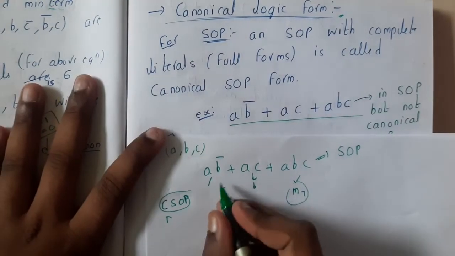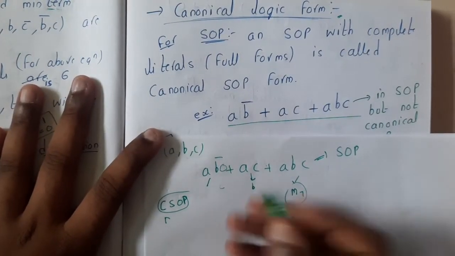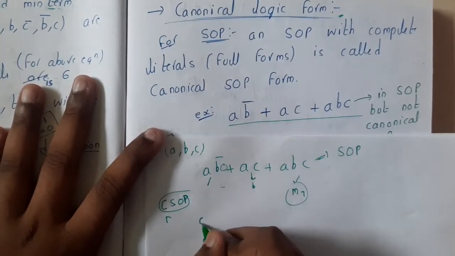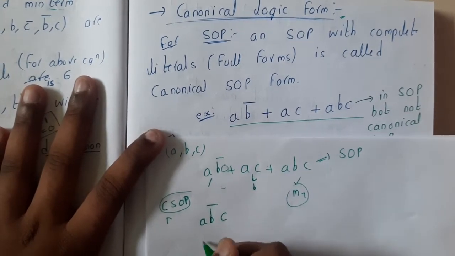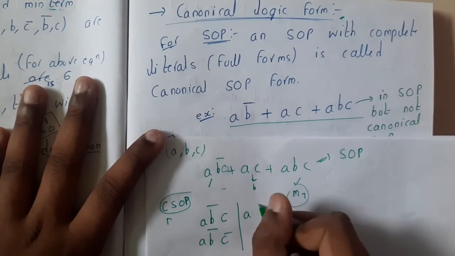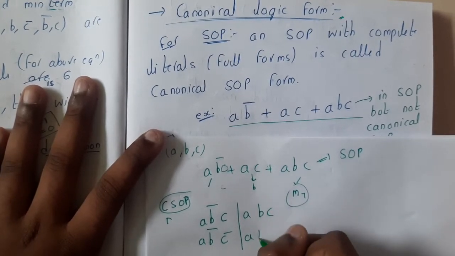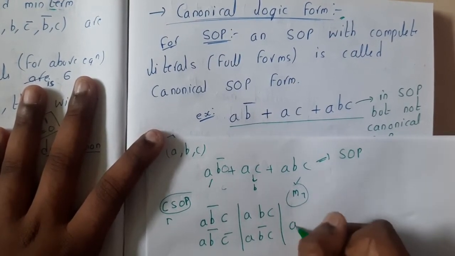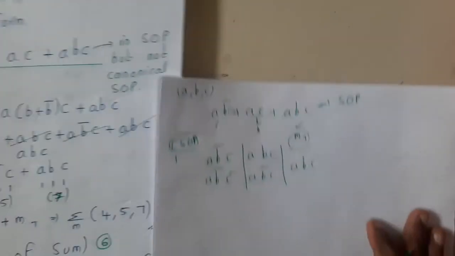So the best way is, what is missing here, guys? C and C bar, right? So write them separately: A B bar C, A B bar C bar. Similarly, what is missing here? A B C and A B bar C. And the last one is A B C. So now you write the min terms.